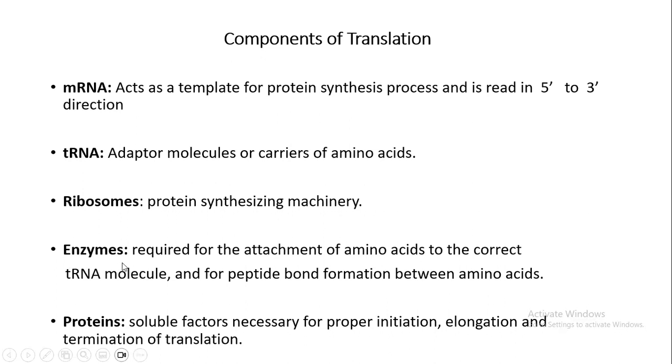Coming to enzymes, two types of enzymes are most important for the protein synthesis process. Firstly, the one that is required for bonding the amino acids to their transfer RNA molecules, known as amino acid transfer RNA synthetase. And the second enzyme is required for peptide bond formation between individual amino acids, leading to formation of a peptide or a protein chain. Apart from this, several soluble factors are required during the initiation, elongation, and termination stages of translation.